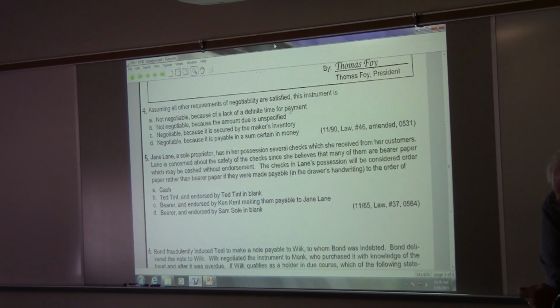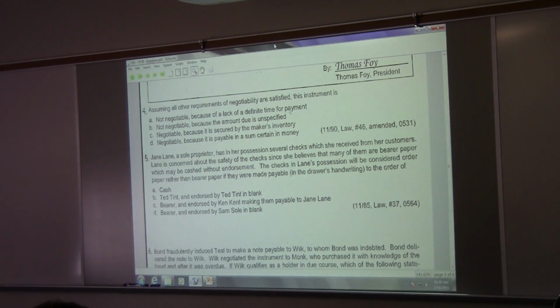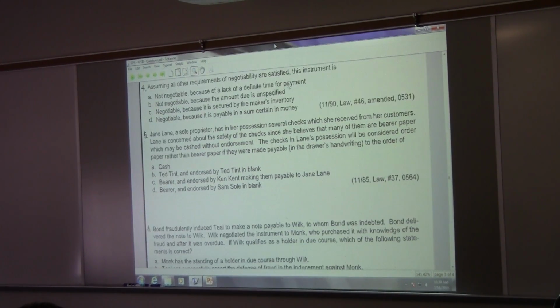And then just look at B. B says Ted Dent and endorsed by Ted Dent in blank. And then Brandon, D says bearer and endorsed by Sam Soul in blank. So in both cases we have a blank endorsement. And Brandon, a blank endorsement makes it bearer, and that's what we're trying to avoid. So Kelsey, I hope the answer is C. Yes. Bearer and endorsed by Ken, making them payable to Jane. Or you could say, Brandon, for deposit only to Brandon's account, which is probably what you would do. Okay, question number 6.